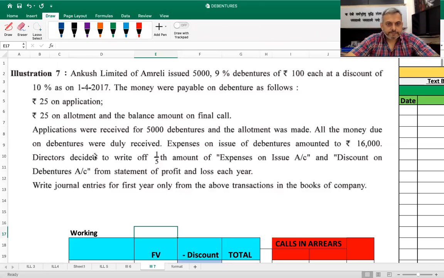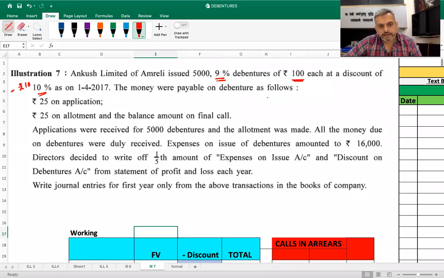Illustration number 7. Ankush Limited of Amreli issued 9% debentures of rupees 100 each at a discount of 10%, so rupees 10 discount. The money was payable on debentures as follows: 25 on application, 25 on allotment, and balance on final call.